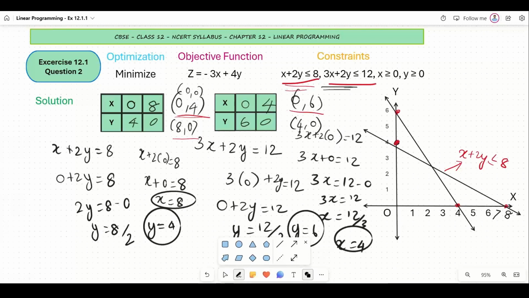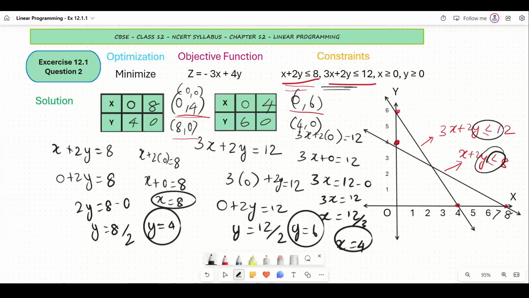And this is for 3x plus 2y is less than or equal to 12. See, if you understand the question properly, here they are saying it is less than or equal to, and here it is also less than or equal to. So the feasible region is within this particular boundary. They have also given two other constraints, x is greater than or equal to 0 and y is also greater than or equal to 0. So the answer is somewhere within this feasible region.